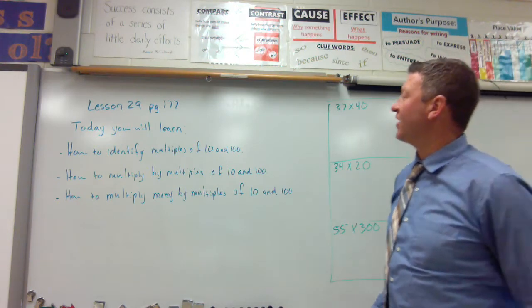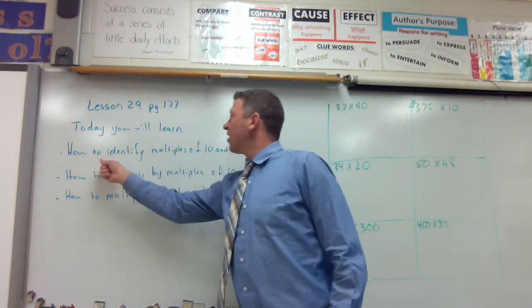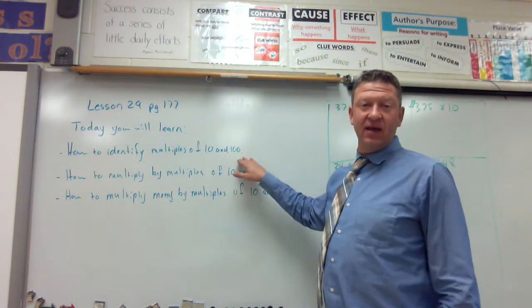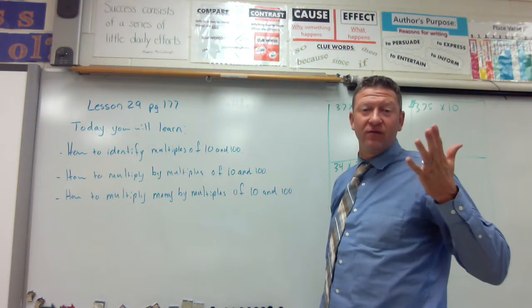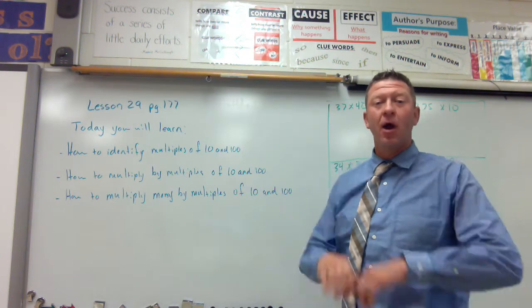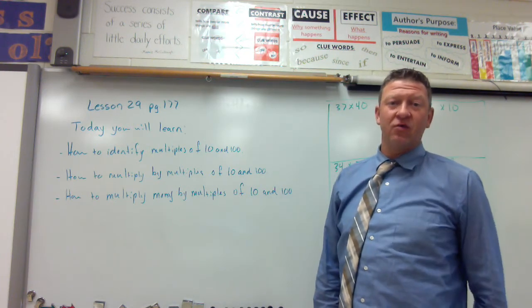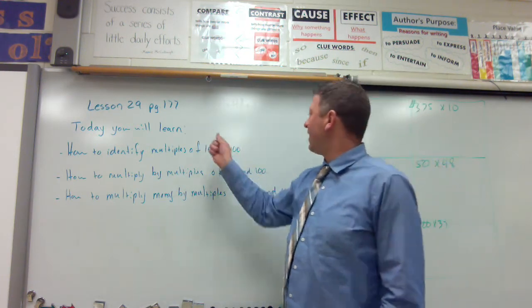It's on page 177. Today you're going to learn how to identify the multiples of 10 and 100. Let's quickly do that. 10, 20, 30, 40, 50, 60, 70, 80, 90, 100. Boom, you got them. 10, 20, 30, 40, 50. Those are the multiples of 10. And how about the multiples of 100?